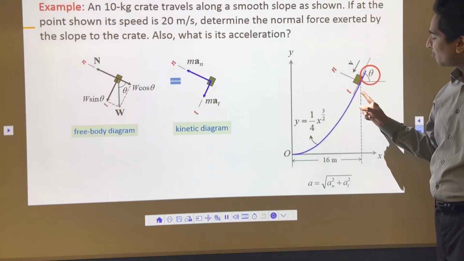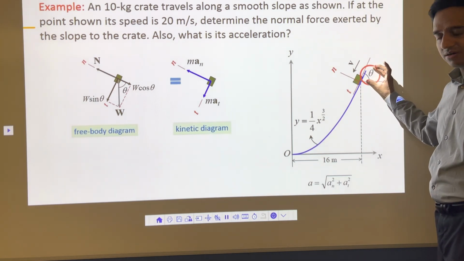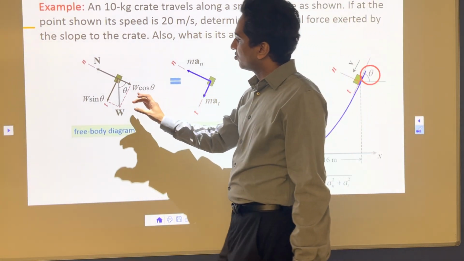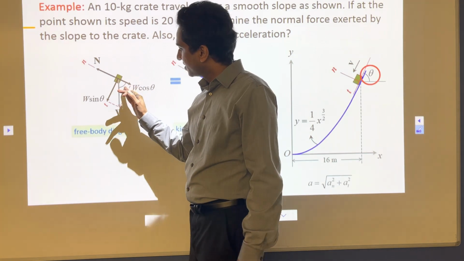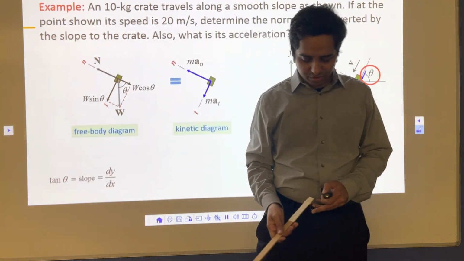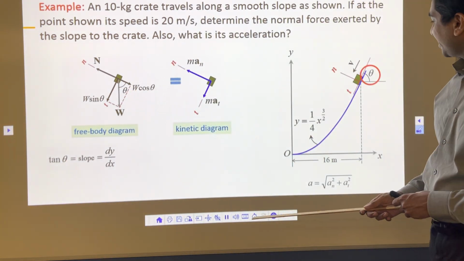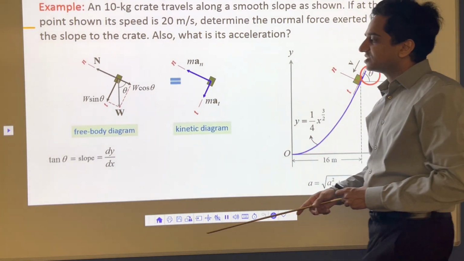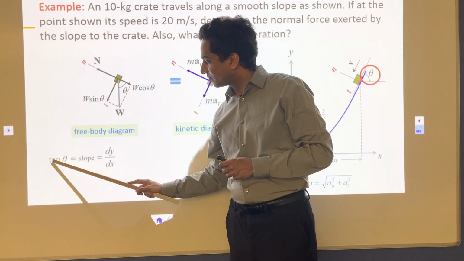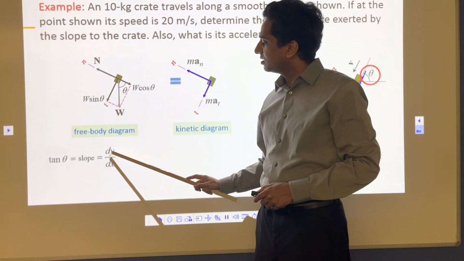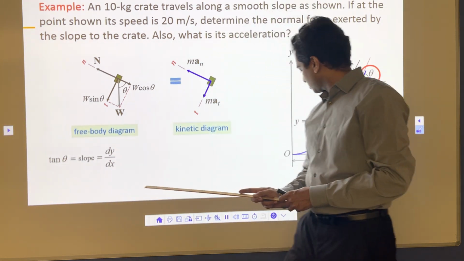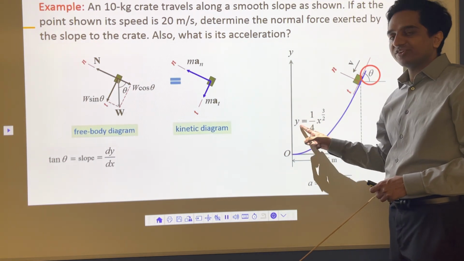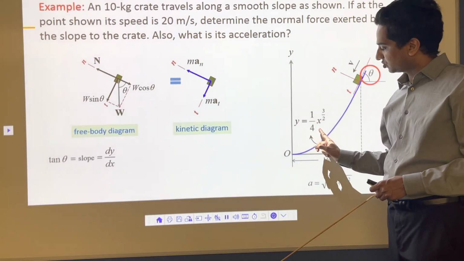It means somehow if I can find out theta here, I should be able to find out this theta, that is the same theta. So to find out that theta, what I'm going to do is that I know the equation of the slope. I know tan theta is nothing but dy by dx. That's my slope. Tan theta is equal to dy by dx. I have already y. I have to differentiate it with x here. So that's what I'm going to do.